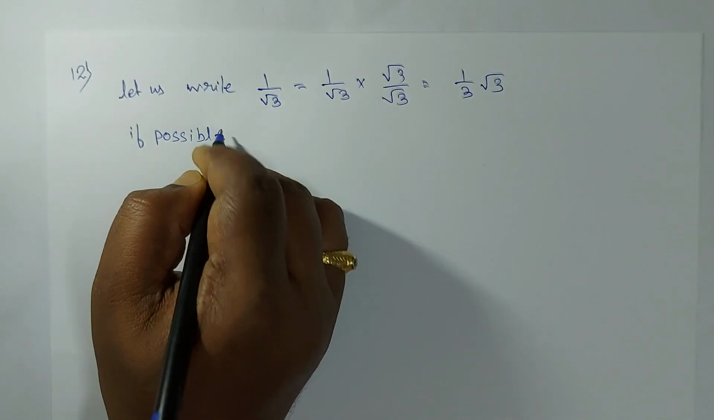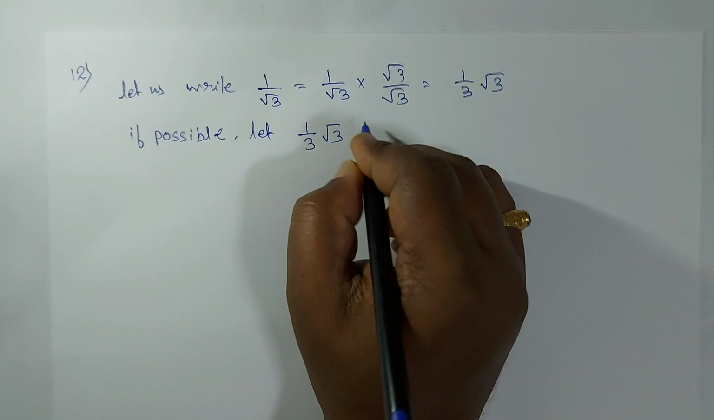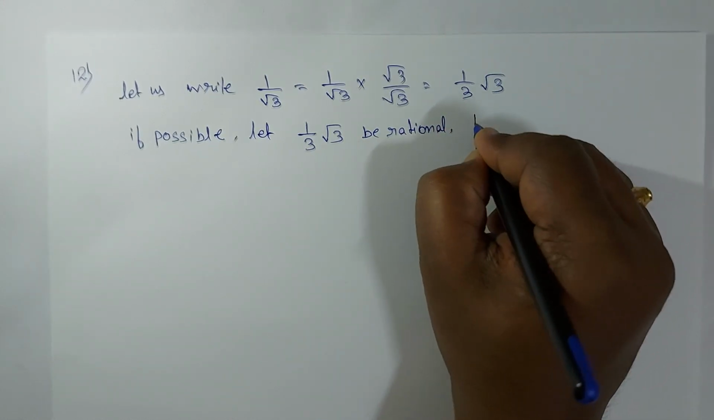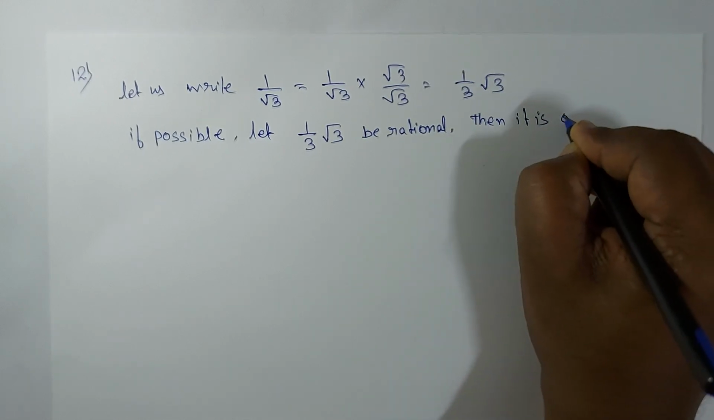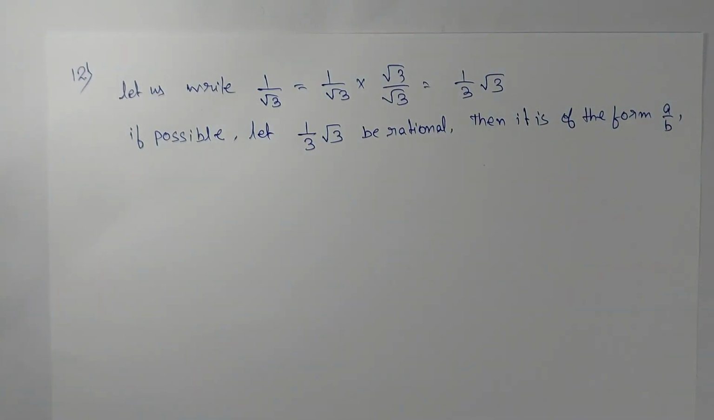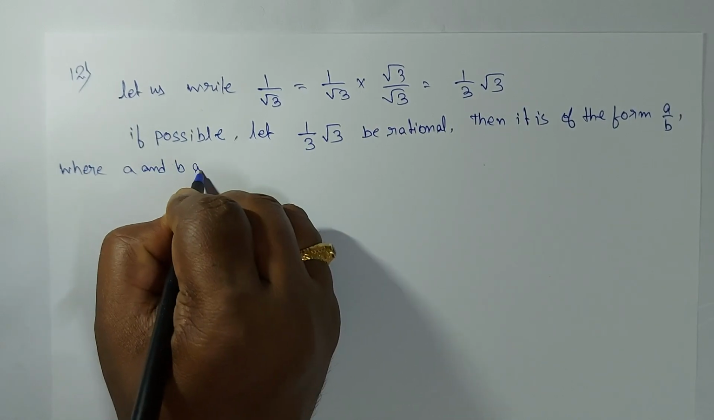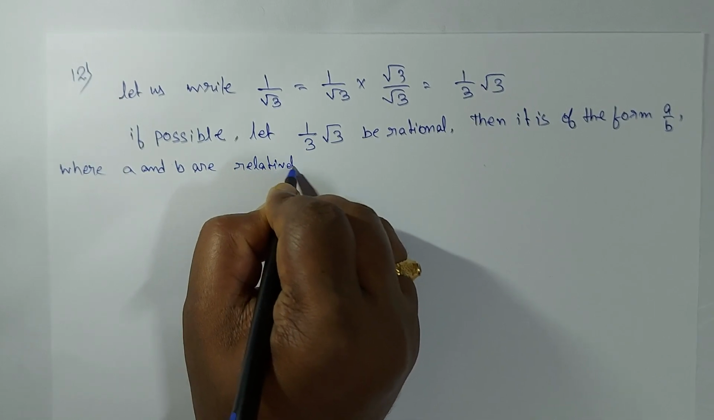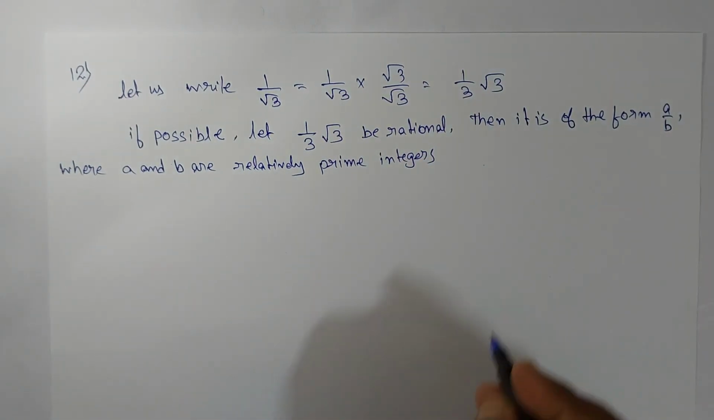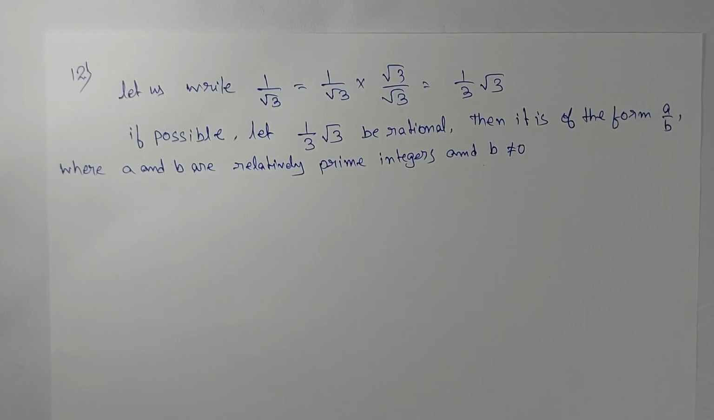Now if possible, let 1 by 3 into root 3 be rational. Then it is of the form a by b, where a and b are relatively prime integers and b is not equal to 0.